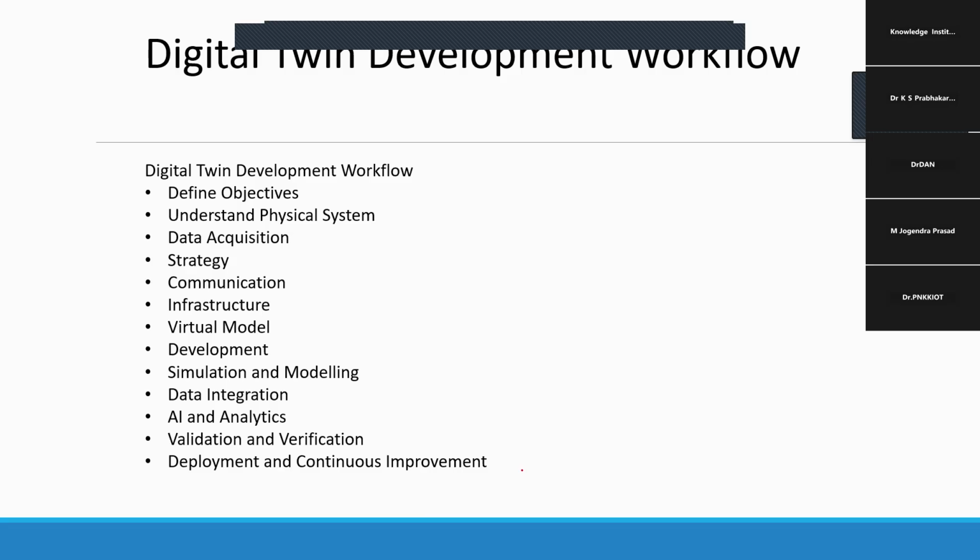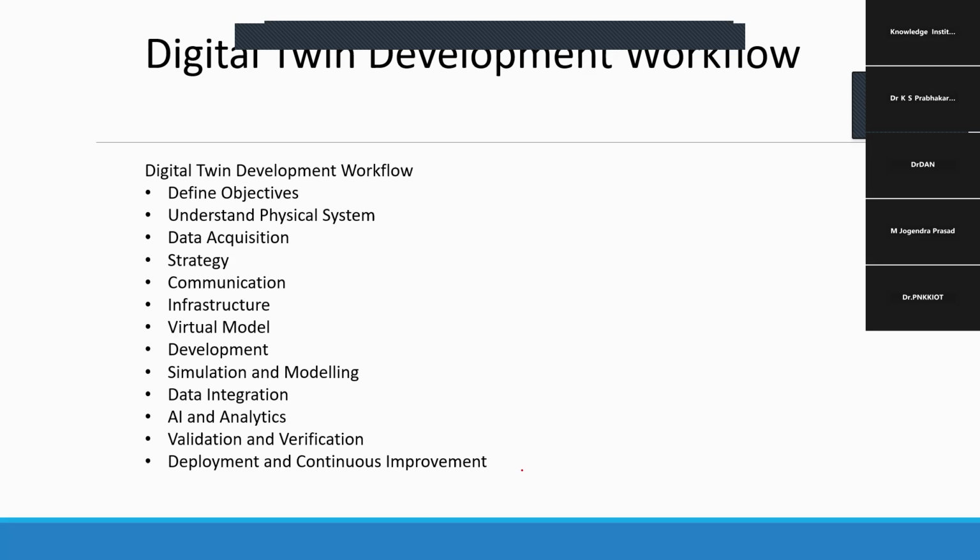Basically, as I already told you, it is not simply creating a 3D model or connecting to a sensor. It is a systematic process. It combines engineering knowledge, communication systems, data analytics and artificial intelligence. So these things are needed in order to develop the digital twin.